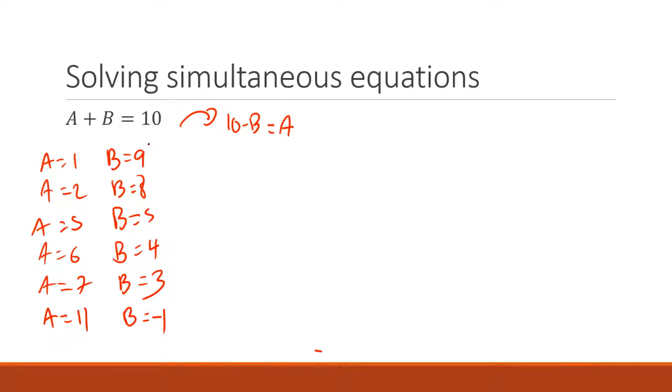A equals -5, B equals 15. Good. We've got Michelle coming in. A equals -15, B equals 25. And we'll go with Richard. A equals 21, B equals -11.